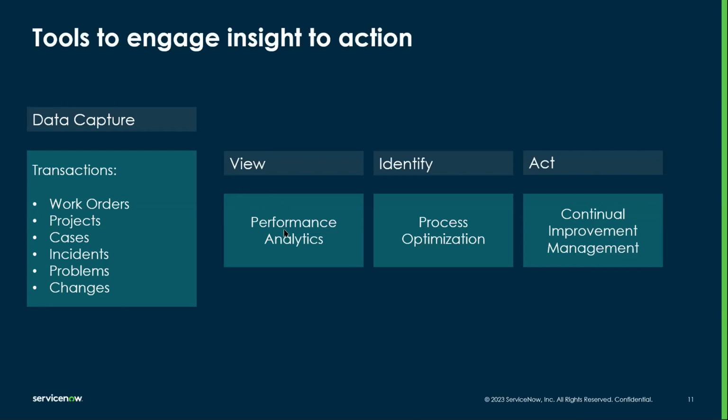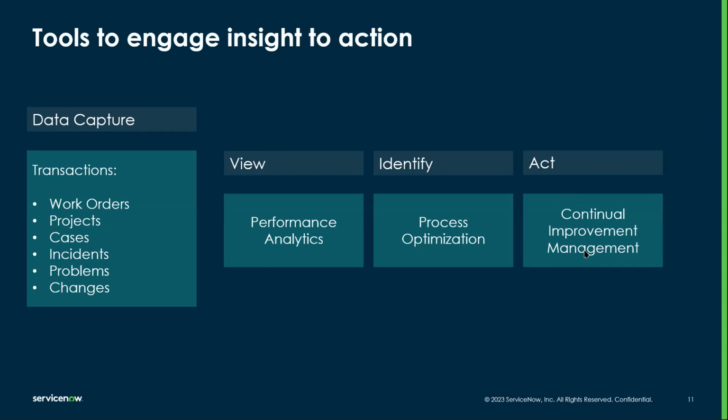And from there, traditionally, we'd look at our performance analytics. We can view some of that data. And then with process optimization, we can go in and we can identify where those bottlenecks are. We can get into that root cause analysis, find out the underpinnings, the underlying issues, and then act by deploying the appropriate corrective and preventive actions.